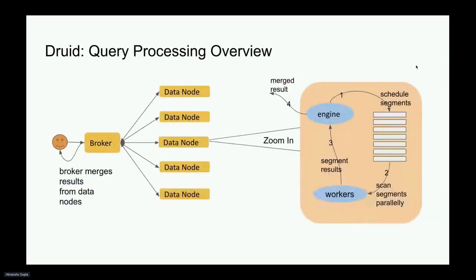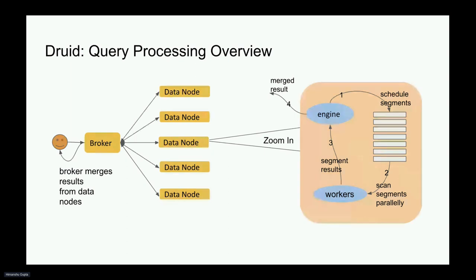Okay, so we are running short on time, so I'll try to walk through quickly. This is the query processing flow. Basically, as a user, you submit your query to broker. It knows which data node is serving what data. So it'll scatter the query on those data nodes, and those data nodes individually will process the query fragments for the data they have locally sitting on their disk, and all the data nodes will respond back to the broker. Broker will further merge the data and respond to the user.